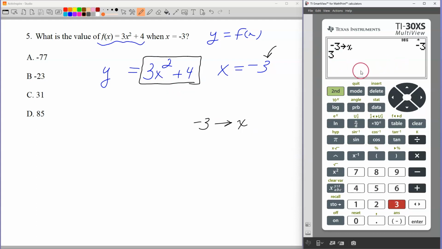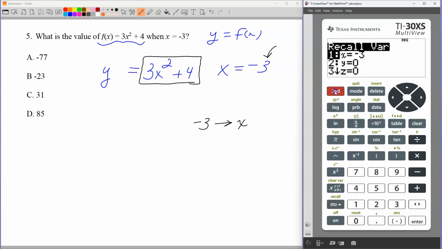If you want to, once it's stored for x, you can actually clear this out. Let me just hit clear. Nothing changed. I promise you, nothing changed. I'm just going to hit clear. Negative 3 is still stored in for x. I didn't clear out the memory. You can even hit second recall to see it. Watch. See this recall button? I did this in another video. If you go second storage, it shows you that x equals negative 3. You don't even need to worry about the other variables. Let's quit out of here.